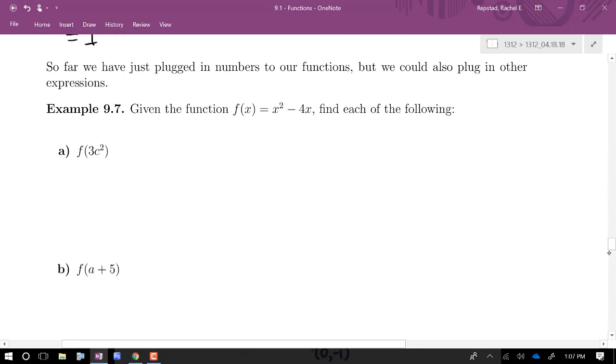So mostly, with function notation and evaluating, we're just saying, replace x with this value. You can also plug in expressions, like find the function that results if we replace our input x with, for example, 3c squared. So the f of x function, as defined in this problem, is x squared minus 4x, which means whatever the input is, we're first going to square it and then subtract 4 times that input.